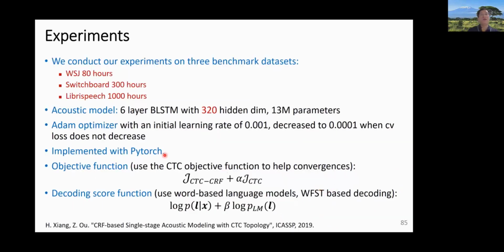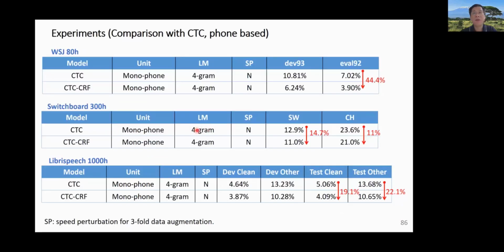We conduct a series of experiments on three widely used benchmark datasets: the WSJ 80-hour dataset, Switchboard 300 hours, and the LibriSpeech 1000-hour dataset. In an early version, we use a 6-layer BLSTM, and in all three benchmark datasets, our CTC-CRF outperforms CTC significantly. The word error rate reduction is at least 10% and up to 40%.